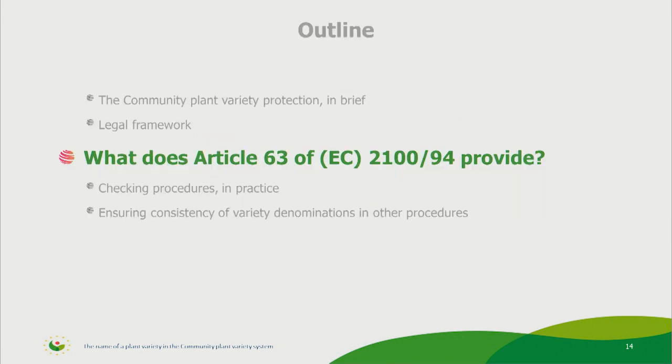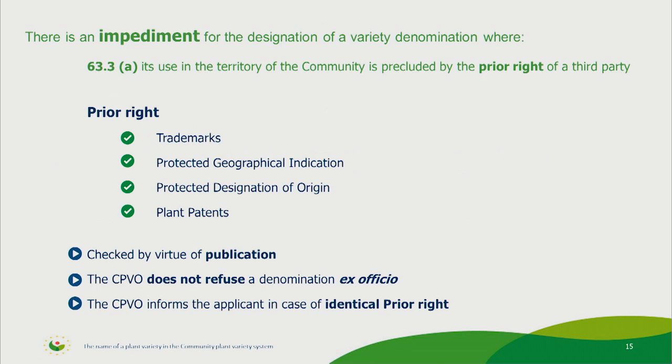So let's have a look now at the detail of this Article 63, in particular dealing with the plant variety denomination. So paragraph 2 states that a variety denomination is suitable if there is no impediment pursuant to paragraphs 3 and 4 of this article. But what are these impediments? There is an impediment for the designation of a variety denomination where the use of this denomination is precluded by the prior right of a third party.